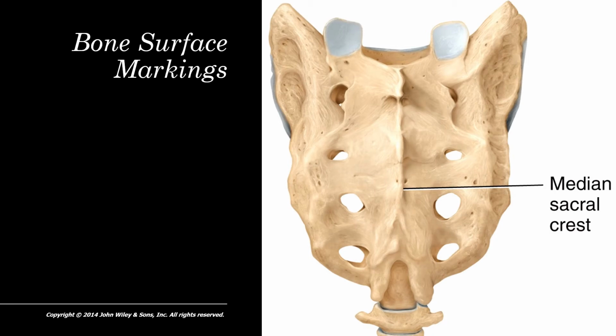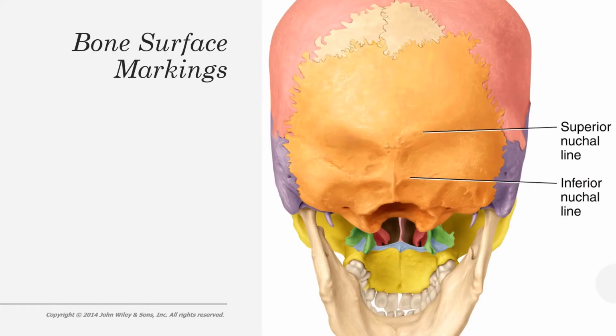There are other processes that form attachment points for connective tissue, and there are seven different types that we will talk about. First, we have a crest, which is a prominent ridge or elongated process, like we see here on the sacrum as the median sacral crest. An epicondyle is typically a roughened portion above a condyle.